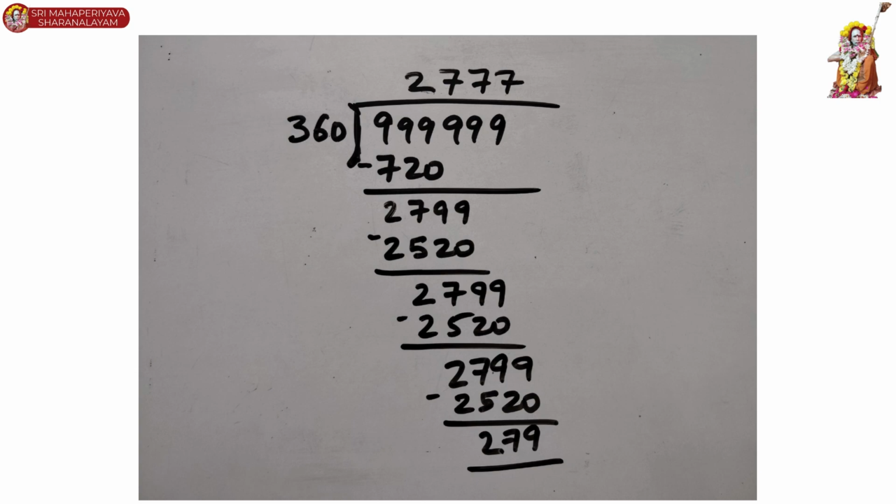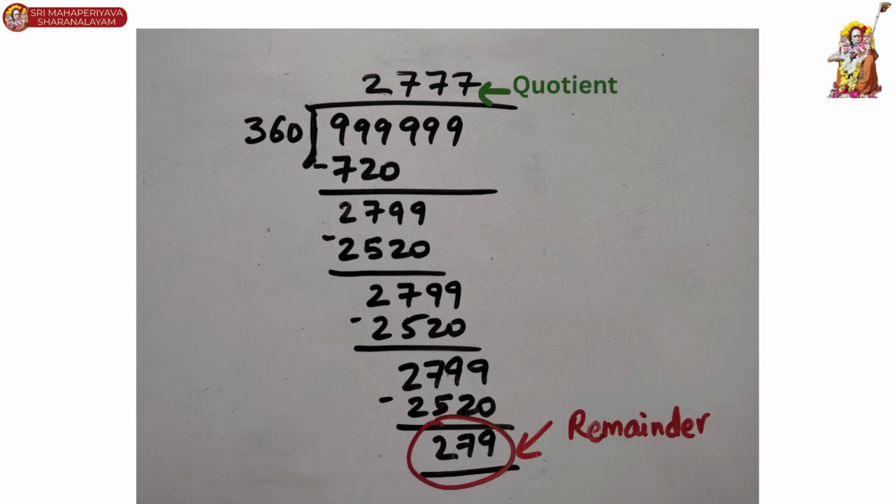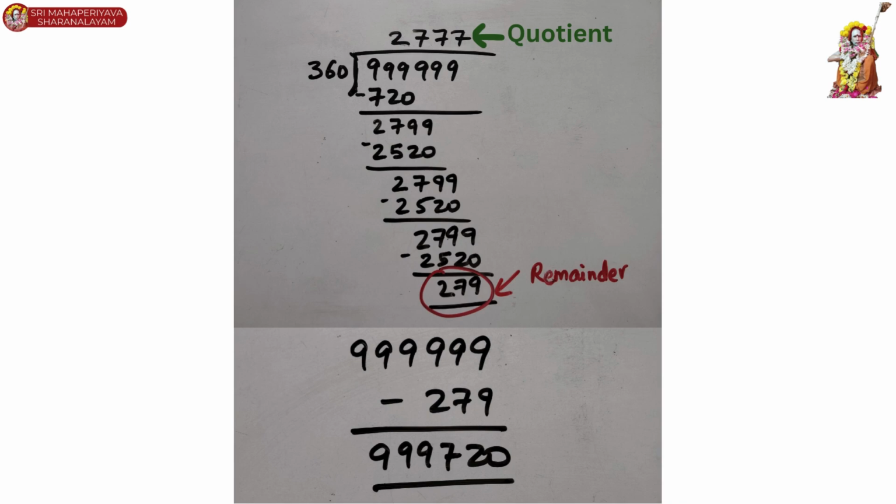Let's see. If we divide 9,99,999 by 360, we get the quotient as 2,777 and the remainder as 279. So that means that 279 is the remainder, that is something extra. So if you deduct 279 from 9,99,999, we get the required number that is exactly divisible by 24, 15 and 36.